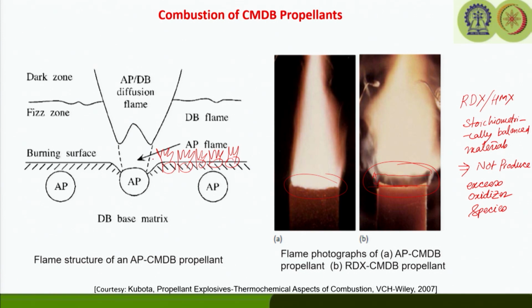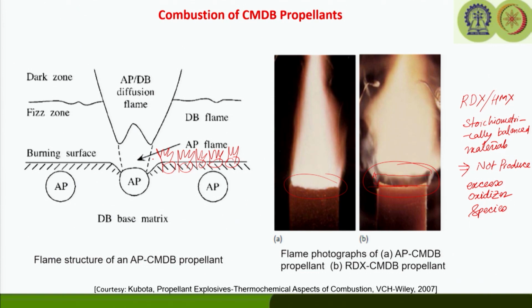So, in summary, ammonium perchlorate composite modified double base propellant will be similar to what we have observed in the case of ammonium perchlorate composite propellant, whereas the nitramine based CMDB propellant will be similar to DB propellant. Of course, the extent of the dark zone will still be decided by the pressure level in the chamber.